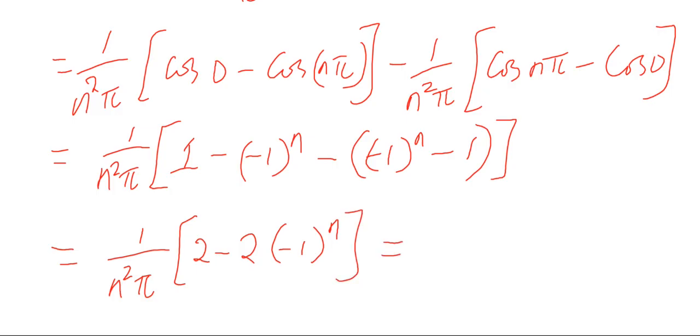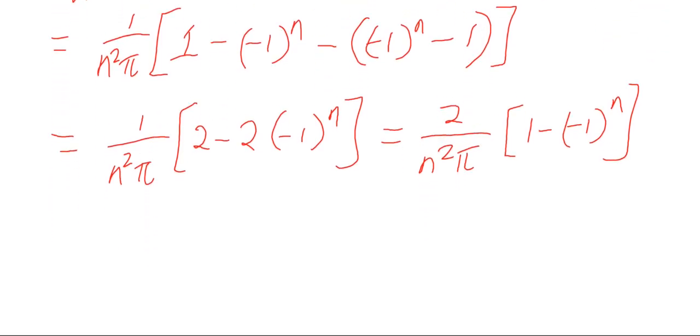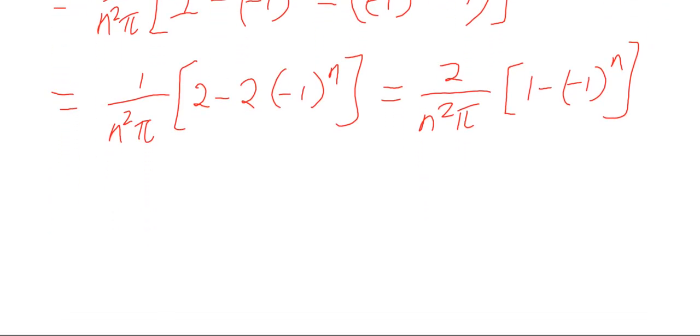And we can factor out 2. We get 2 over n squared pi. Then we shall have inside the brackets 1 minus 1 raised to power n. Now, when working out this, you see that minus 1 raised to power n can have only 2 possible values. The case when n is even will give us 1 minus 1, which is 0.